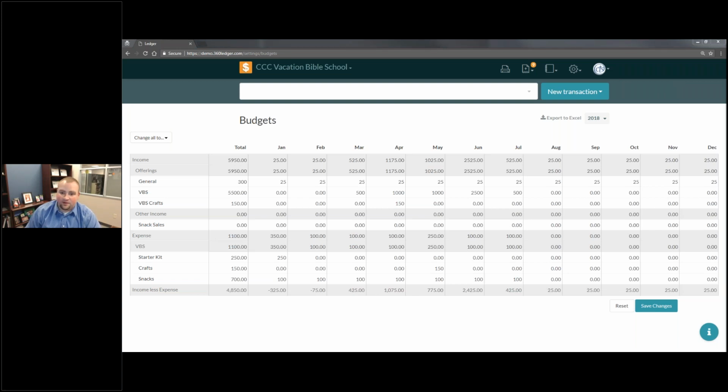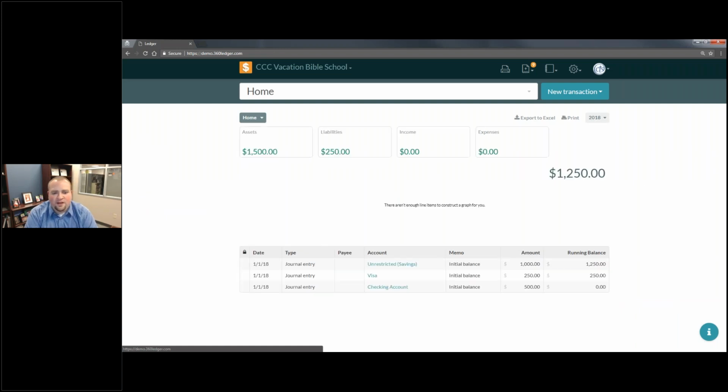The next step that we're going to get into is transactions. And this is the meat of it. I'm going to click the Ledger button here and go to the home page. And you'll see that the only transactions we have are these initial balances, these beginning balances where we're adding on to the amount. Now, these transactions are a little bit different.